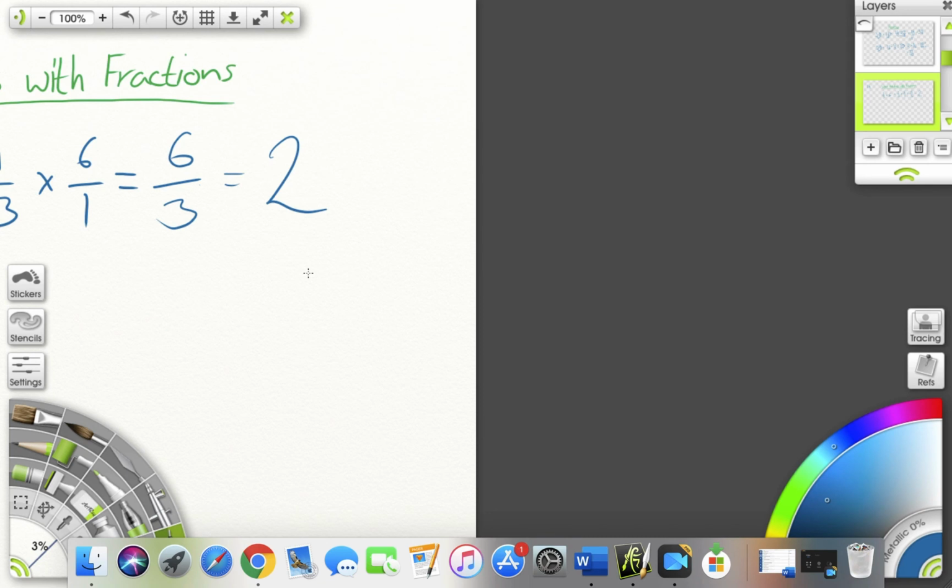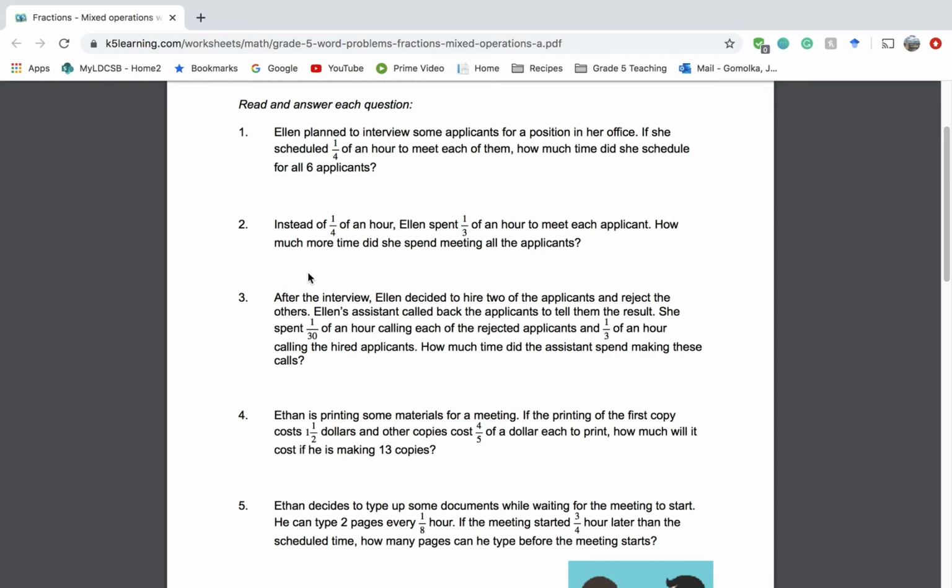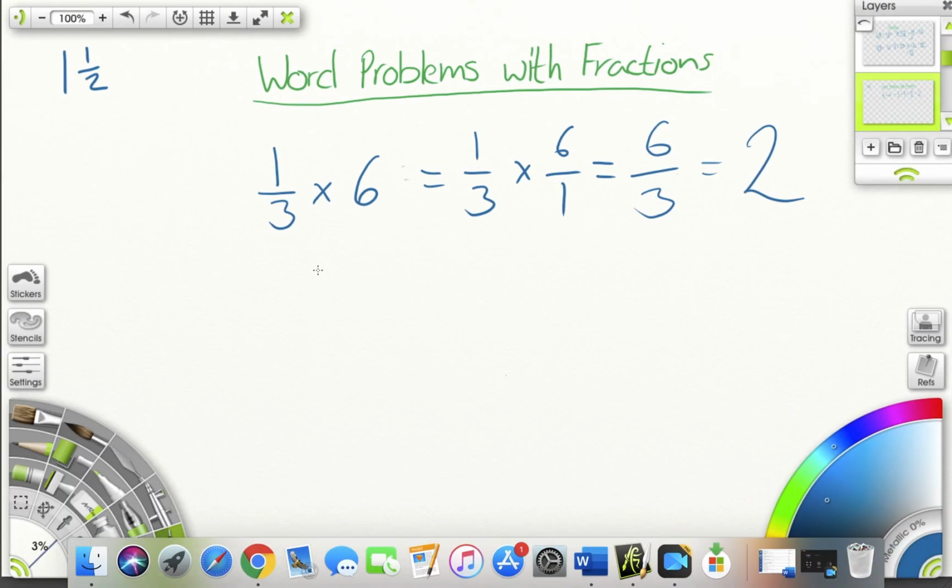The next part is, how much more time did she spend meeting all the applicants? So how much more time? The next part of this question is subtraction, because she needed 2 hours in actuality, but she only scheduled an hour and a half. So how much more time did she need? I take 2 hours minus an hour and 1/2. This kind of subtraction is really easy because what is 2 wholes minus 1 whole? 1 whole. Is there anything here? Nope. So I just bring this 1/2 over.